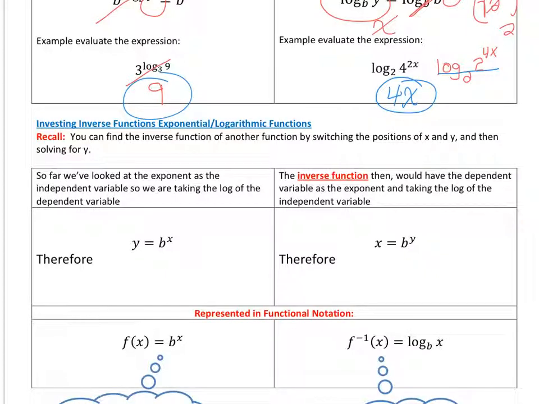All right, now we just talked about inverse properties or inverse operations of exponential and logarithmic functions. Now let's look at inverse functions of exponential and logarithmic functions. And if you recall, an inverse function is when we switch the position of the x and y in a function and then go ahead and resolve for y. Alright, so far let's take a look at what we know.